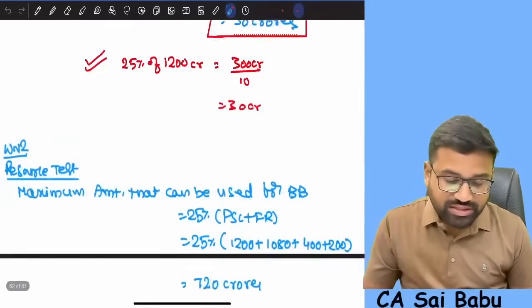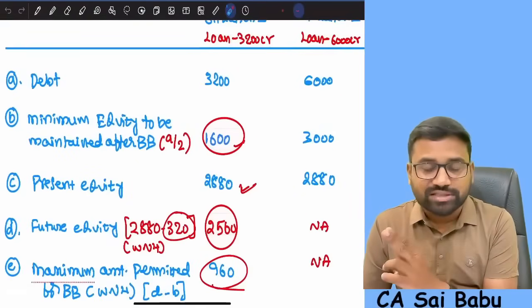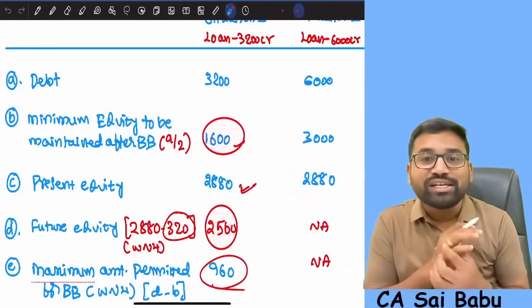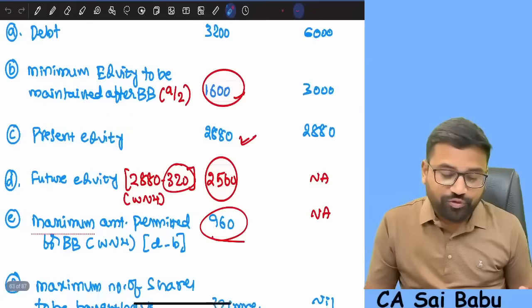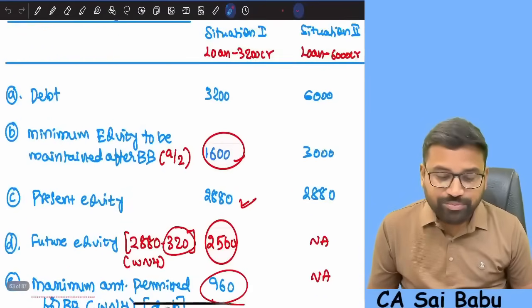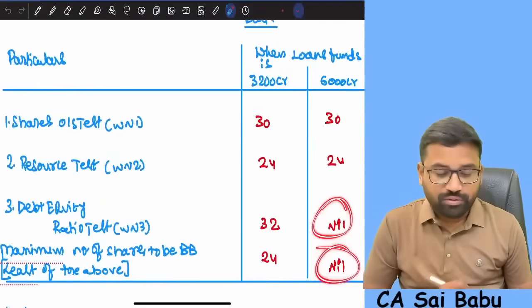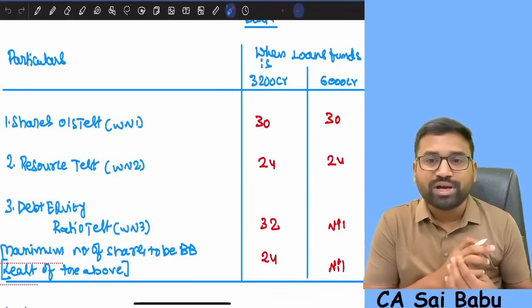Loan funds are 6,000 crores. Sir, when my loan funds are 6,000, when my debt is 6,000, equity to be maintained is 3,000. What is the present equity? 2,880. Therefore, buyback is not permitted because reduction in equity is not possible. Therefore, not applicable. Therefore, the maximum number of shares to be bought back as per the last test is nil. That means when the loan funds are 6,000 crores, the maximum number of shares to be bought back is nil.